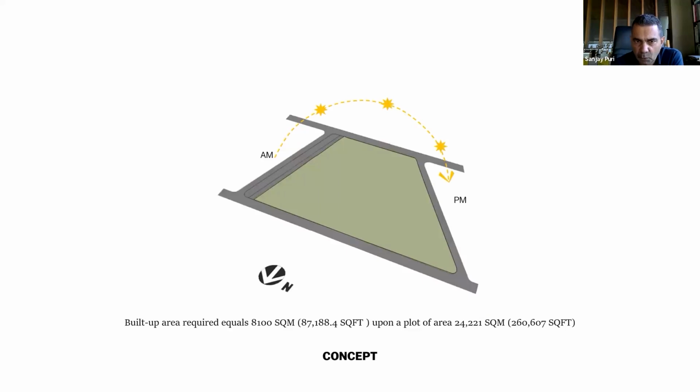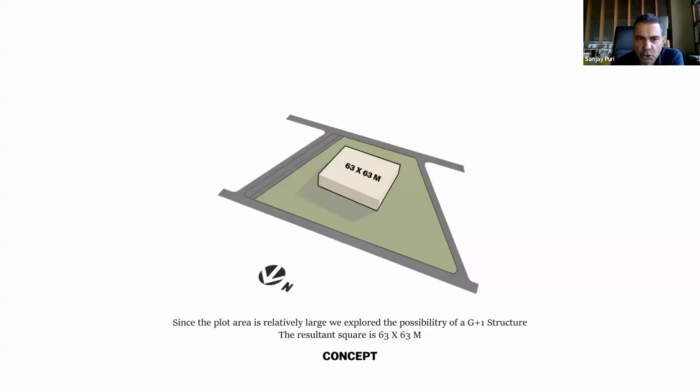Now the site was trapezoidal. And if you look at the orientation, the longest side was towards the north. So we first looked at the possibility of making something low rise and looking at the client's requirements, the footprint works out to only 63 by 63 meters. But when you make a building which is 63 meters deep, then there's no natural light penetration because natural light penetrates only up to a depth of 8 meters.